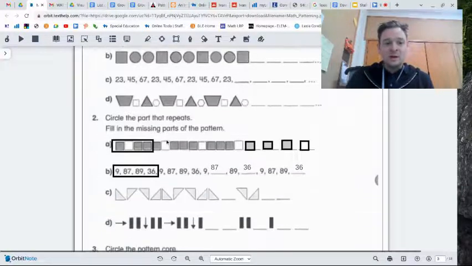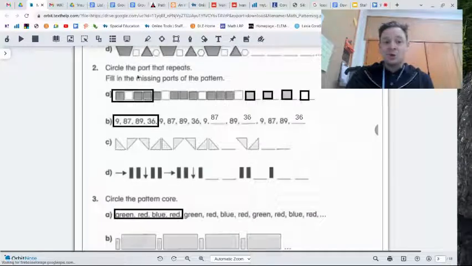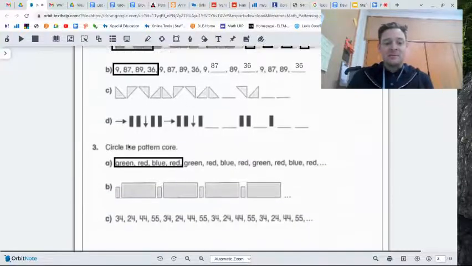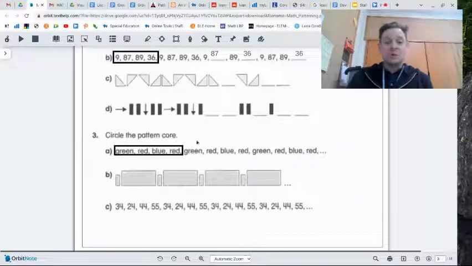For question 2, it says, same thing, circle the part that repeats, and then fill in the missing section. You got to be careful with some of these because they are trickier. This first one, we have gray square, white square, gray, gray. Gray square, white square, gray, gray, gray, white, gray, gray. So there's 4 terms in the core of this pattern. So I circled 4 and away we go. And then down to the bottom, same thing. The last question just wants you to circle the core of the pattern. So you can do that for those questions.